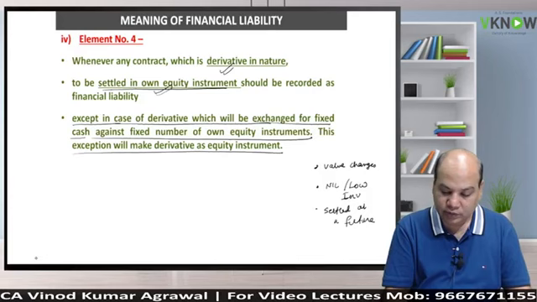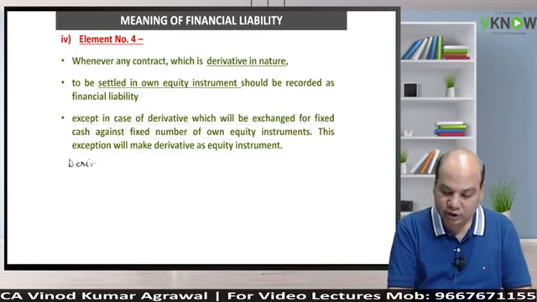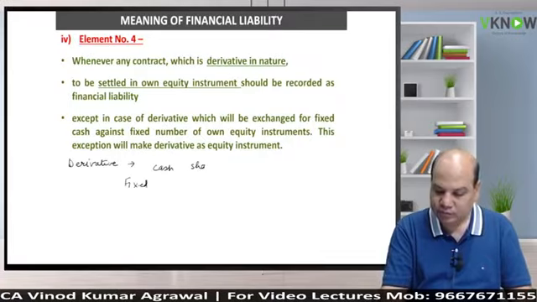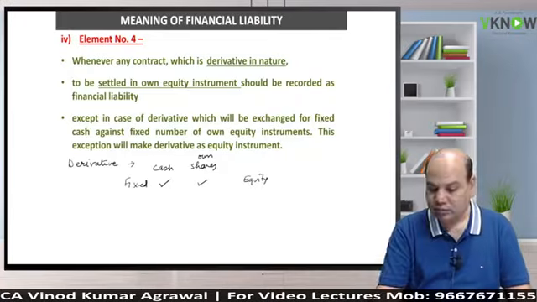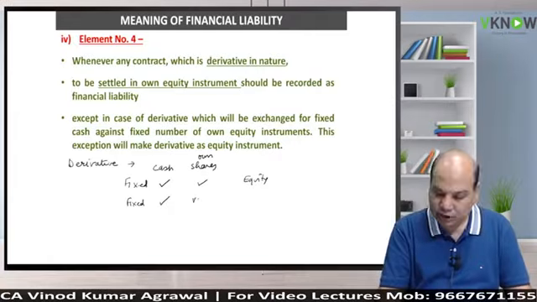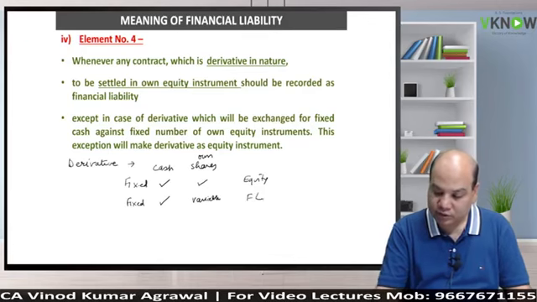So in short, I will ask you to keep this in mind. Suppose there is a derivative contract. It will involve a fixed amount of cash and a fixed number of own shares. Then it is equity. Fixed amount of cash and variable number of shares, it is a financial liability.